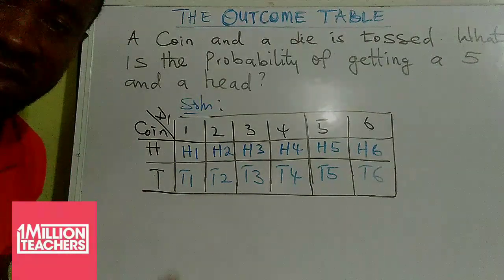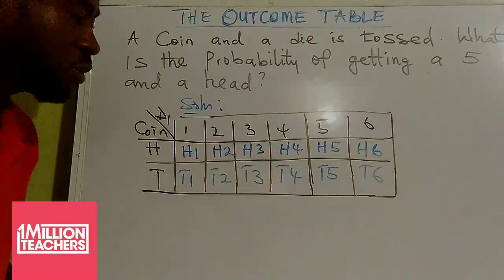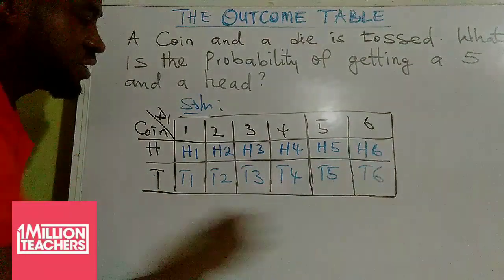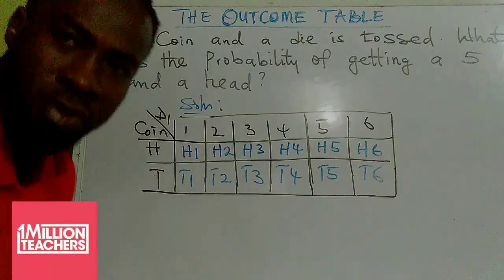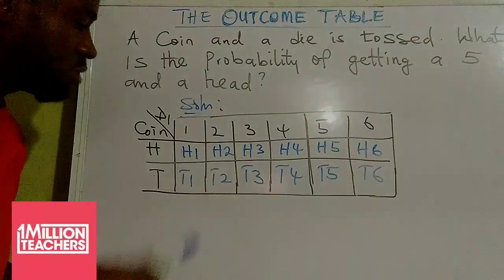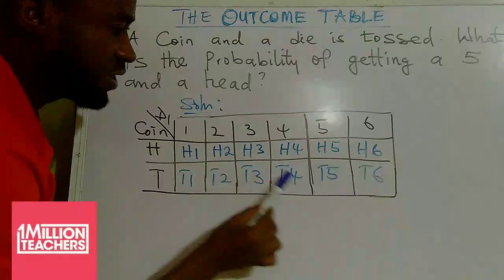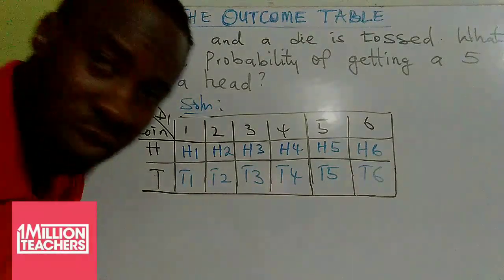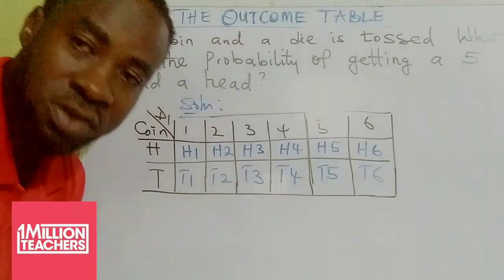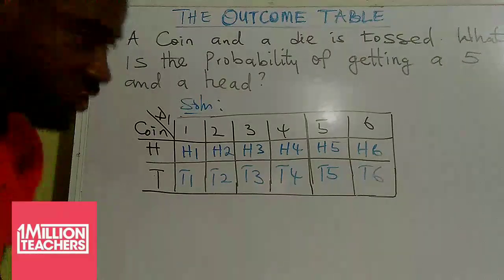Now, we have gotten the complete outcome table. Everything here is the outcome, because it gives us all the possible combinations of the coin and the die. So let's count the outcome. How many outcomes do we have here? 1, 2, 3, 4, 5, 6, 7, 8, 9, 10, 11, 12. So the total outcome here is 12. And remember that I said that the total outcome is also known as the sample space. So our sample space here is 12.